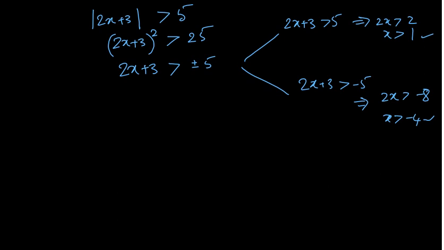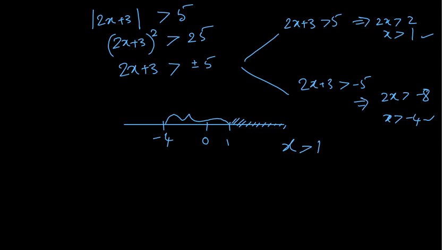So when you actually put this on the number line, this is minus 4, this is plus, say for example 0, and this is 1. And it says greater than 1, that means all these things will satisfy. So greater than minus 4 is this anyway. So what actually satisfies both is x must be greater than 1. If x is greater than 1, then you'll definitely have greater than 5.